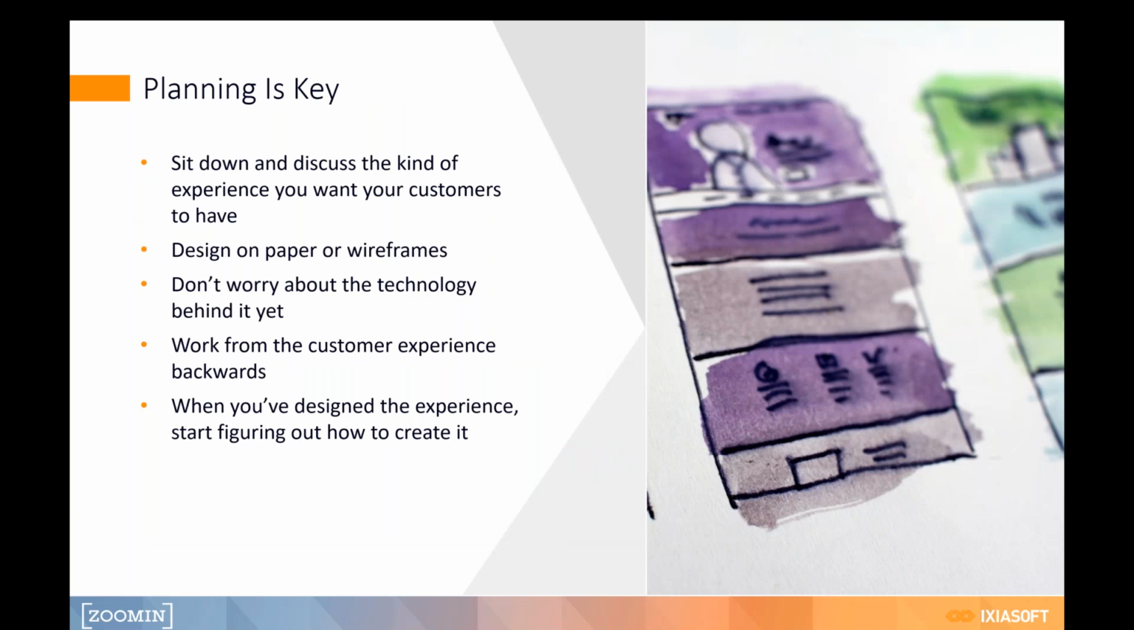Megan, do you want to start by talking about some aspects of the planning process? Absolutely. So the first thing that you want to do when you're planning is sit down and discuss the kind of experience you want your customers to have. You can't go into this blind. You absolutely have to think about the customer first and then work backwards. And there are various ways you can do that. Leigh, do you want to discuss a couple ways?